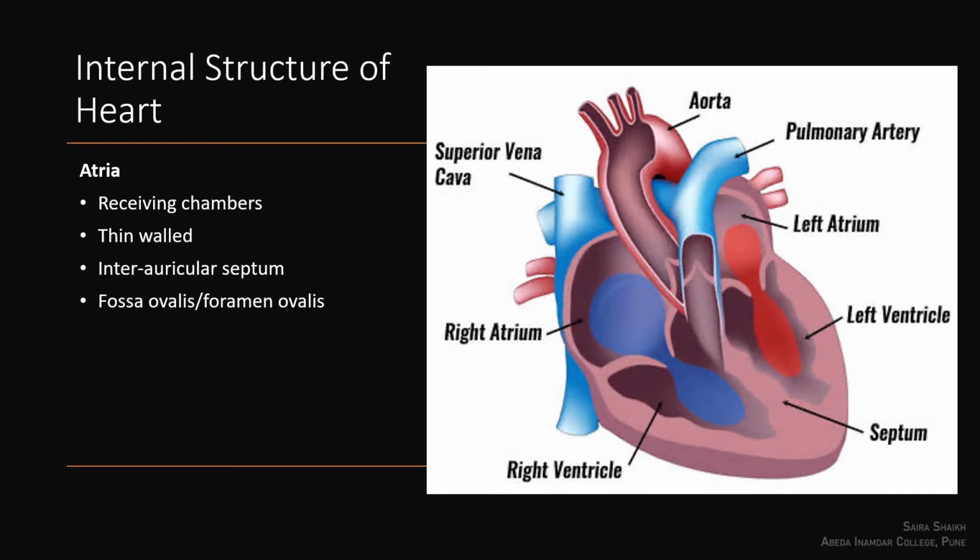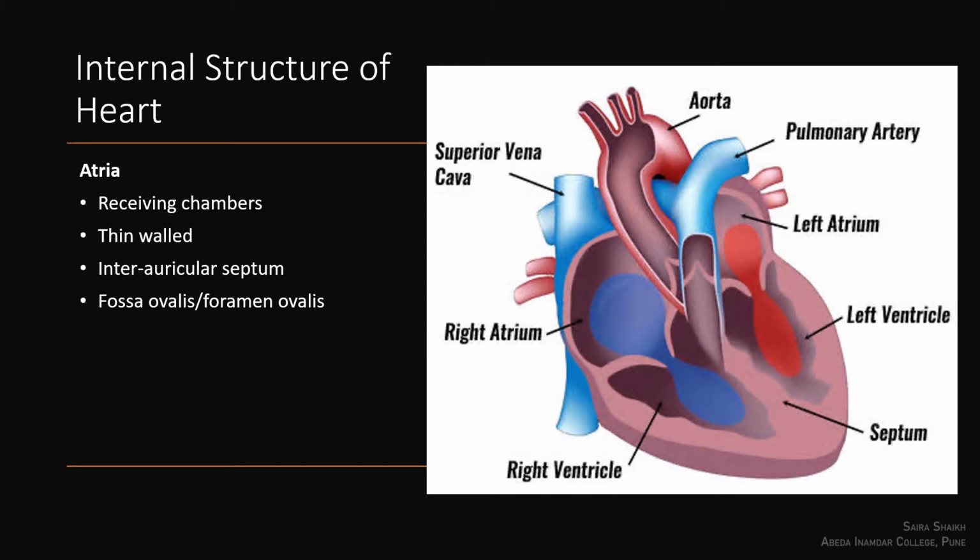Student, now we'll see about the internal structure of the heart. In that, first we'll study about the atria. Atria are the upper chambers or the superior chambers, and these are the receiving chambers. They collect the blood. They are thin walled as compared to the ventricle.